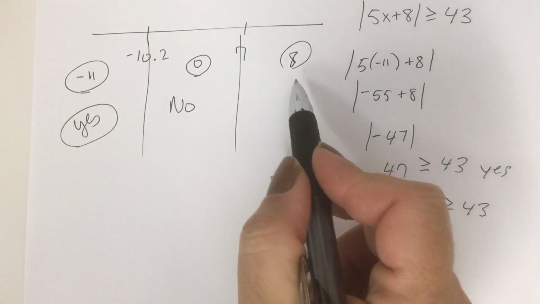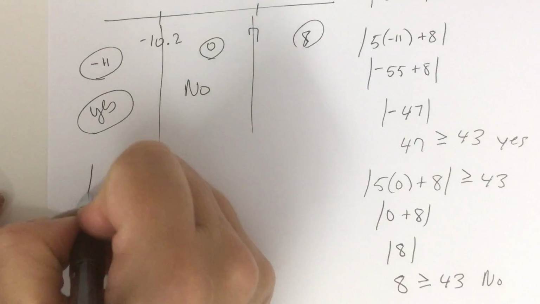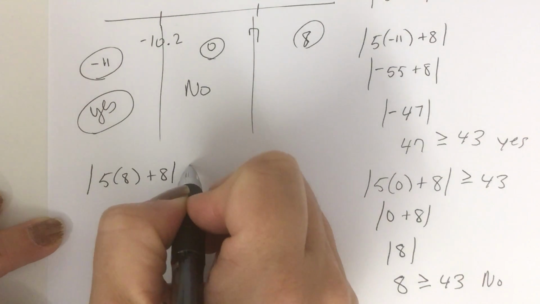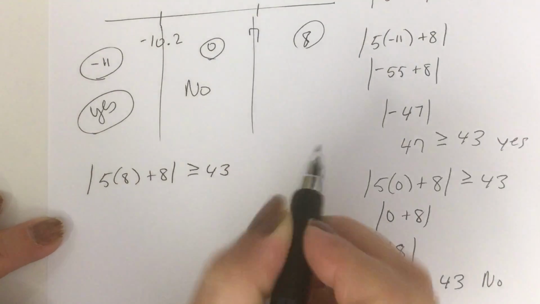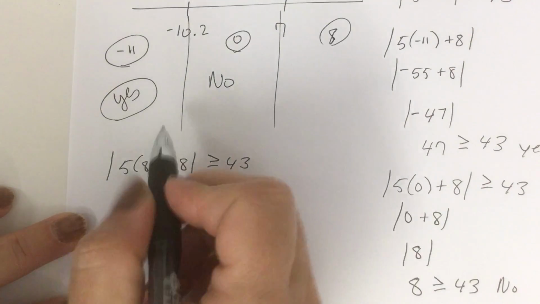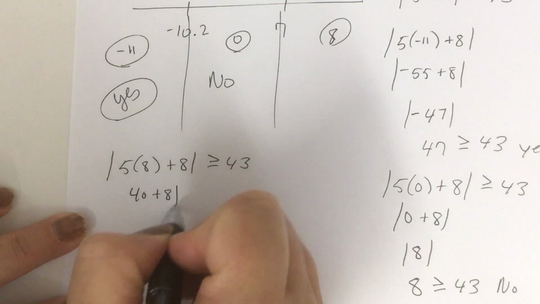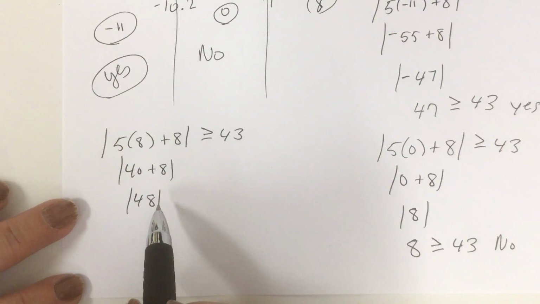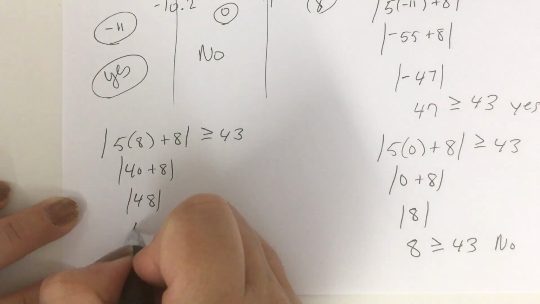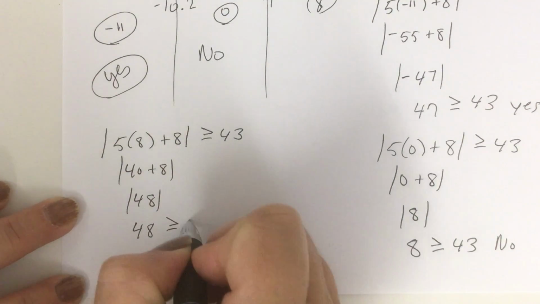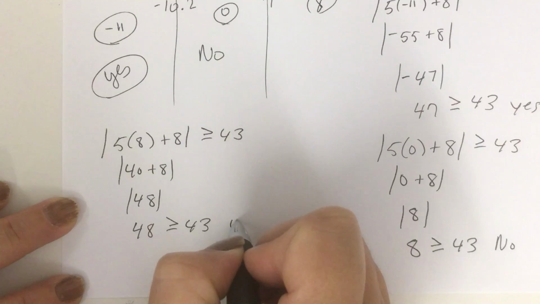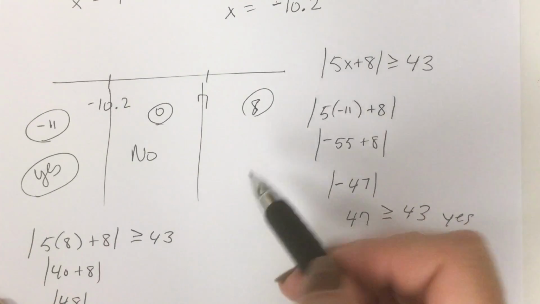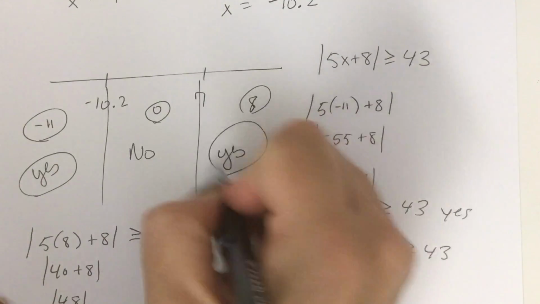So then we're going to try 8. So absolute value of 5 times 8 plus 8 is greater than or equal to 43. So 5 times 8 is 40, plus 8 is 48, and that's still in the absolute value. The absolute value of 48 is regular 48, and that is greater than or equal to 43. So that came from an 8, so everything in this section works.